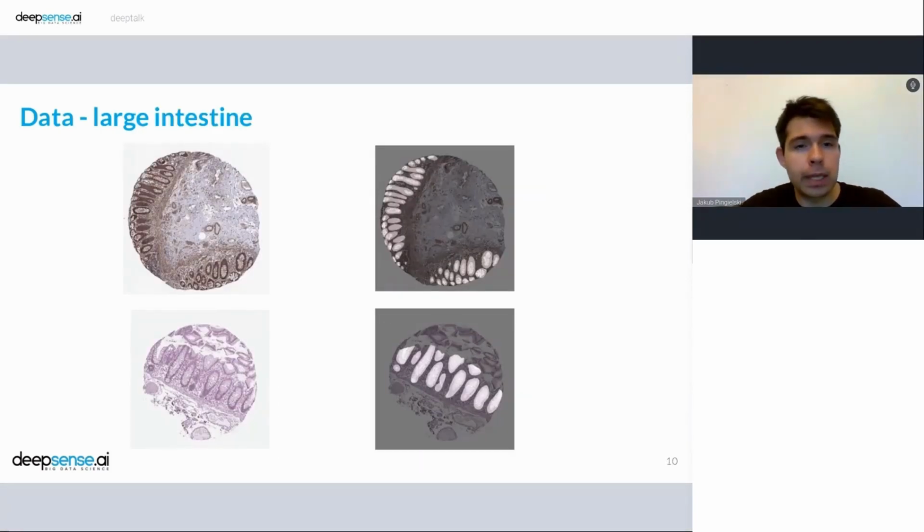Here's another example of large intestine images. As you can see, there are many more FTUs than on the previous images. And again, there are some darker blobs in those FTUs.